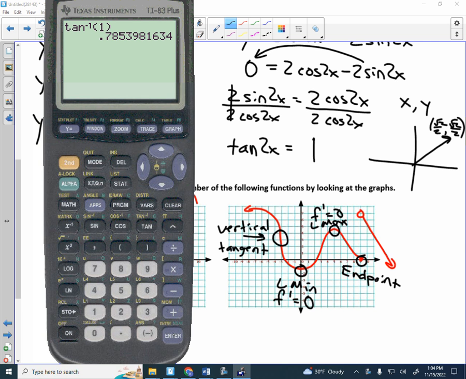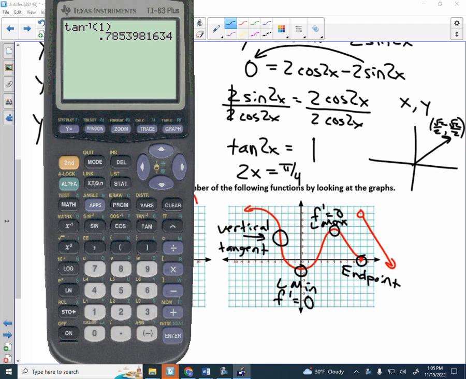Is it also equal to 1 at... What's that? How do we know it's the tangent inverse of 1? So you're trying to figure out where tangent is equal to 1. So I inverse that, and now the tangent is gone. I'm left with 2x is equal to pi over 4. Okay. Is tangent equal to 1 at 5 pi over 4 as well? Yep. Yes, but we'll just find the first one.